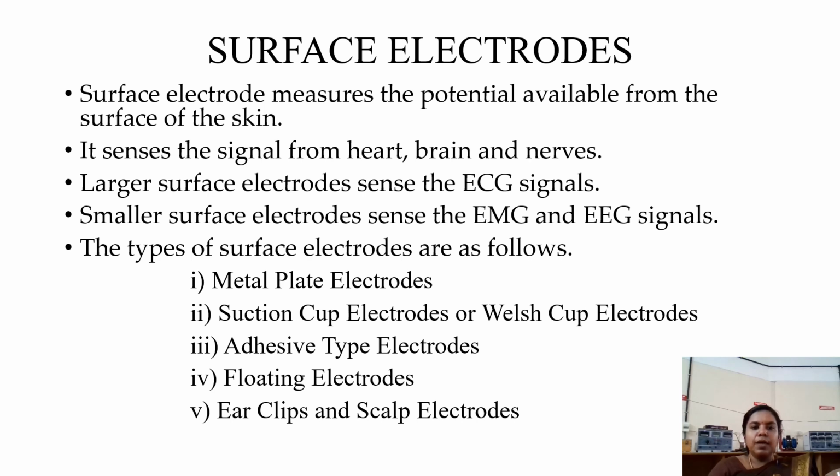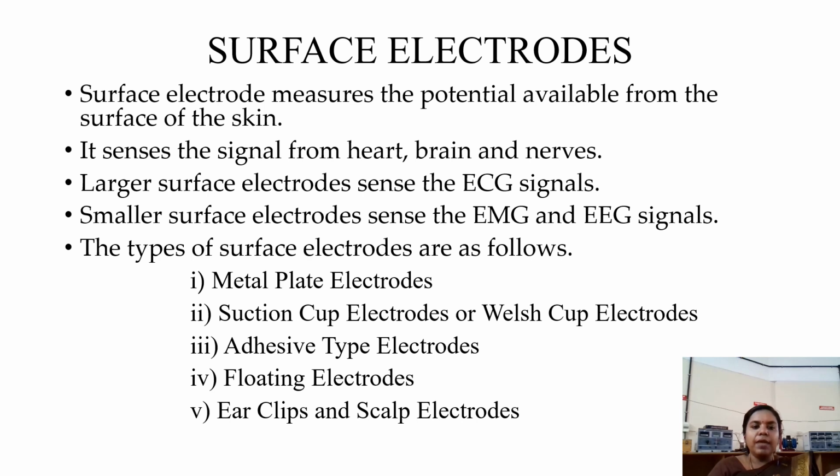First one is surface electrode. As the name indicates, we are placing the electrode over the surface of the skin to measure the bioelectric signals. We all know about ECG, EEG, EMG measurements, where we are measuring the bioelectric signal from the heart, brain and the muscles of the human body. For all these measurements, we are using these surface electrodes.